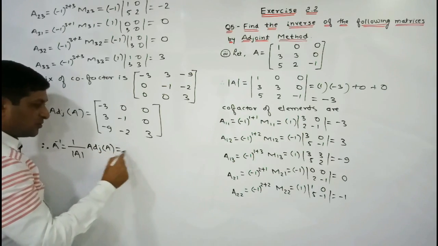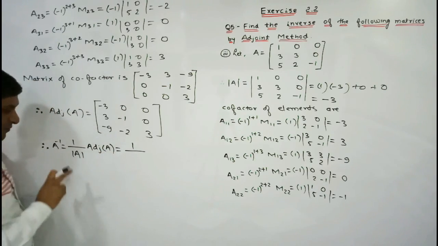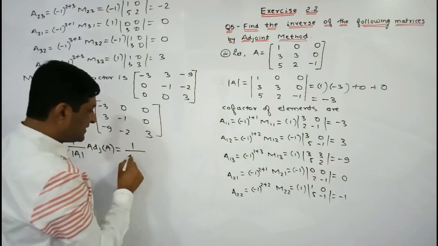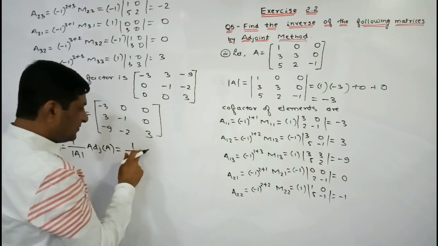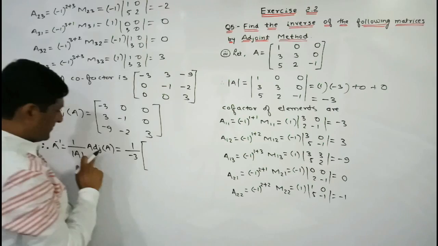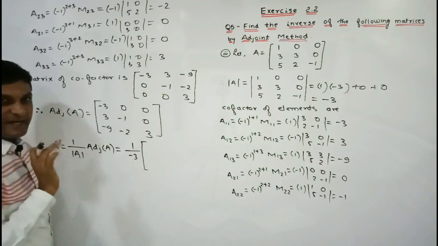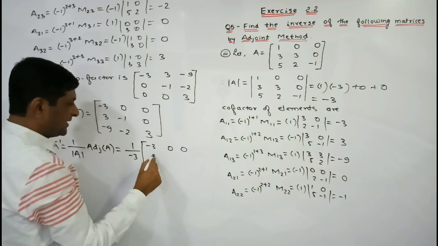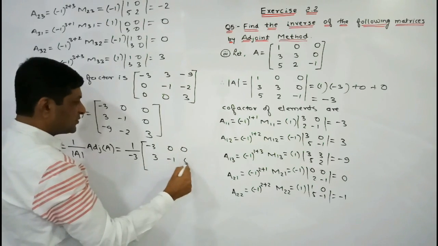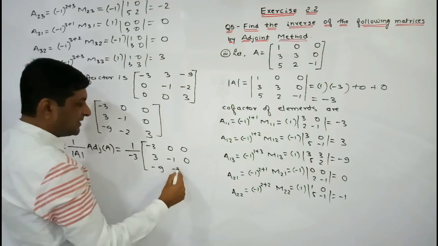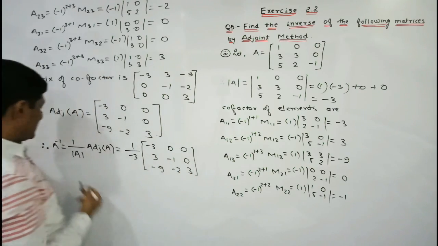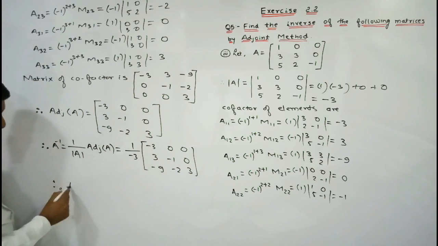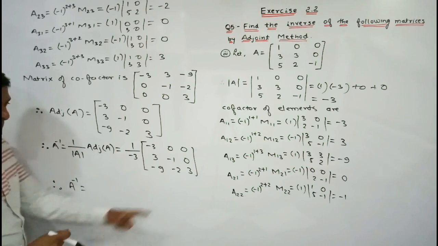All the values are known to us, we are just substituting the values. What is the value of the determinant? Determinant is equal to -3. Now write down the matrix of adjoint of A. So this adjoint of matrix A is already known to us. Its elements are -3 0 0, 3 -1 0, -9 -2 3. So therefore A inverse is equal to 1 upon -3 into this adjoint matrix.